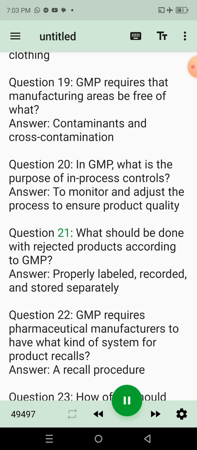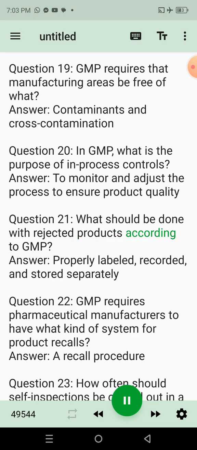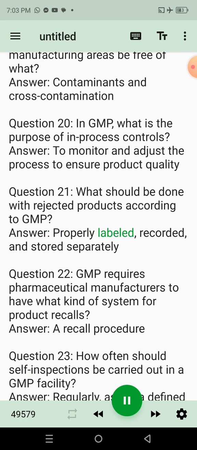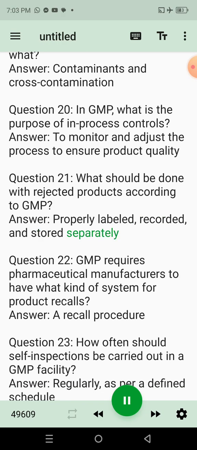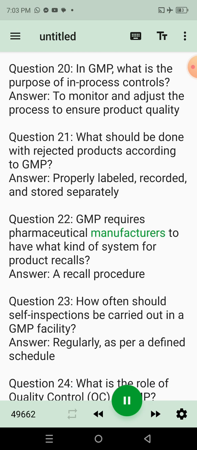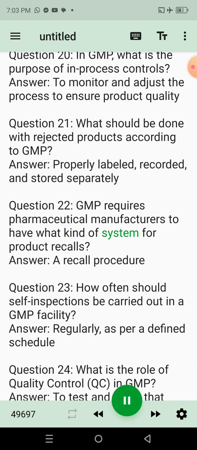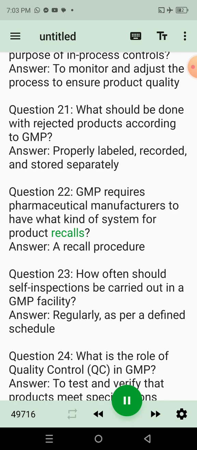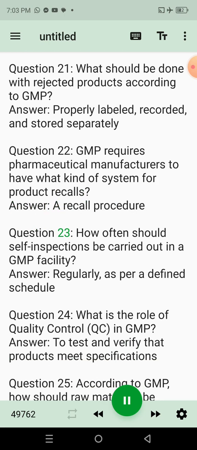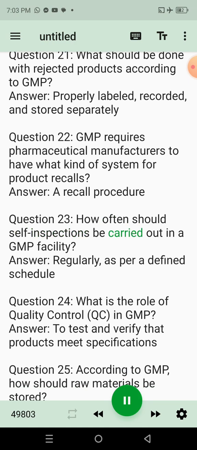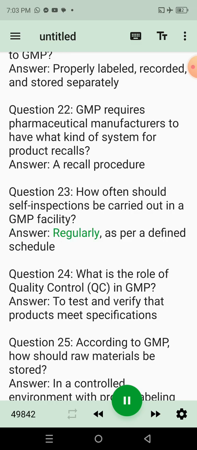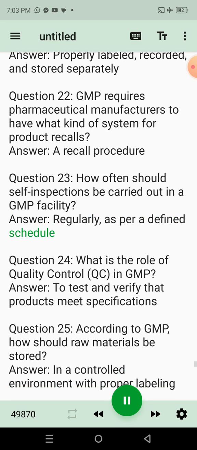Question 21. What should be done with rejected products according to GMP? Answer: Properly labeled, recorded, and stored separately. Question 22. GMP requires pharmaceutical manufacturers to have what kind of system for product recalls? Answer: A recall procedure. Question 23. How often should self-inspections be carried out in a GMP facility? Answer: Regularly, as per a defined schedule.